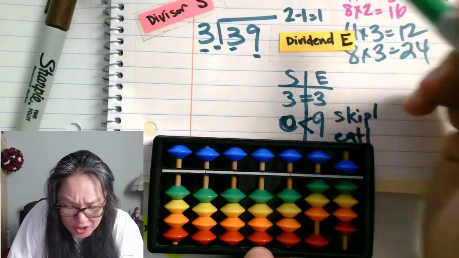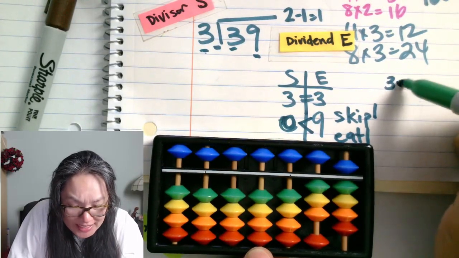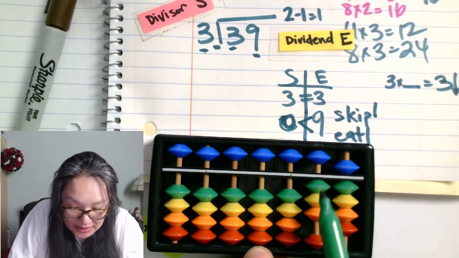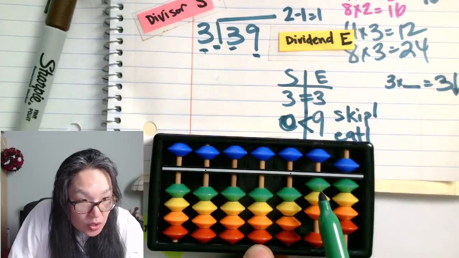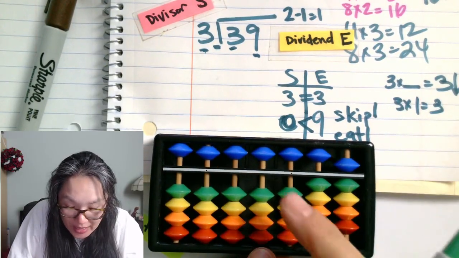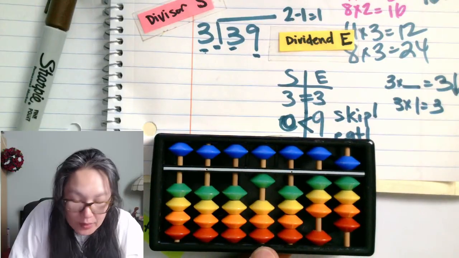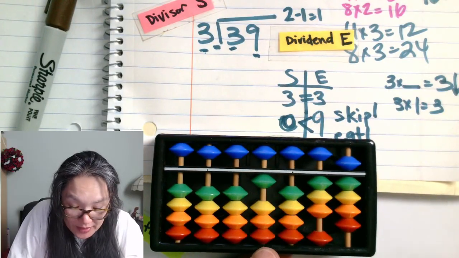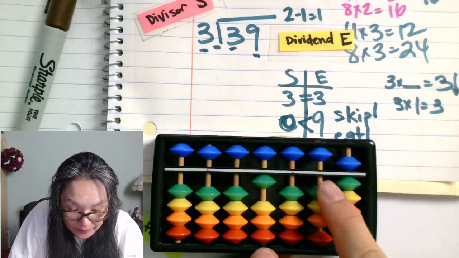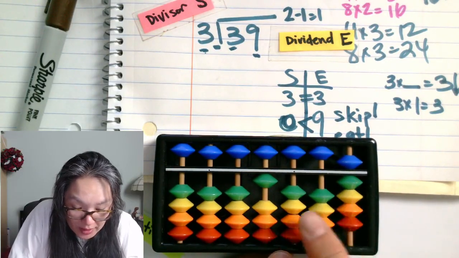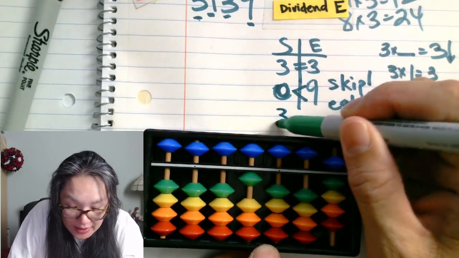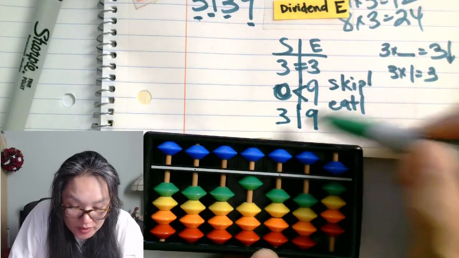So my question now is, 3 times what is equal to 3 or less? Because I want it to equal 3 or less. So the question is, 3 times 1 is equal to 3. So I'm going to add 1 to my column. I'm going to add 1 to my abacus. And then I take away 3, right? 3 times 1 is equal to 3. I take away the 3. I redo my comparing. When I compare, I have 3 and 9. Who is bigger?